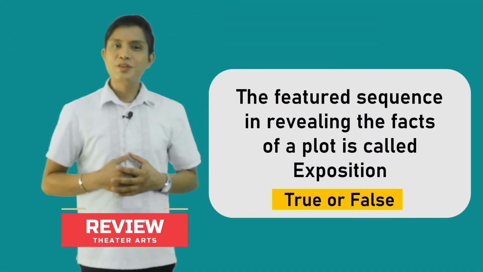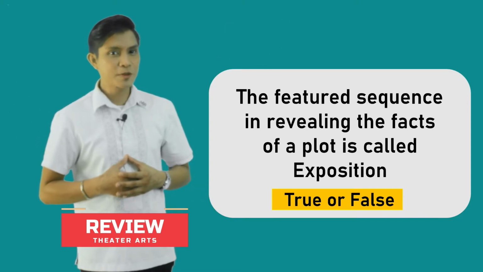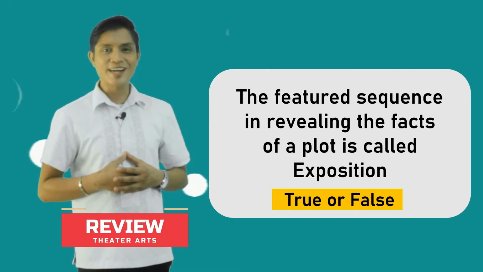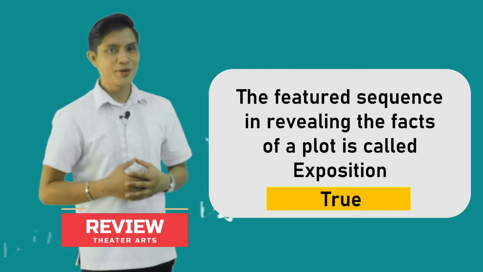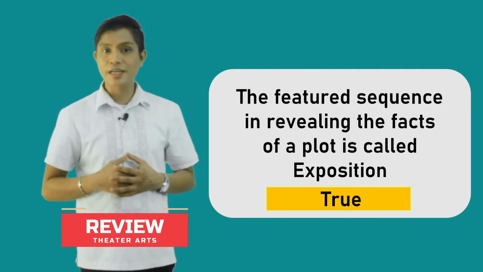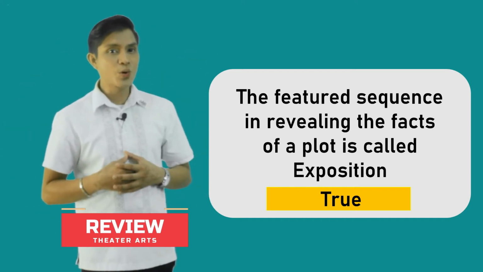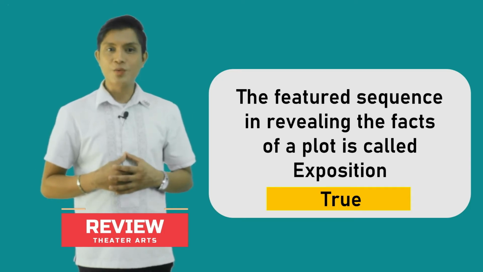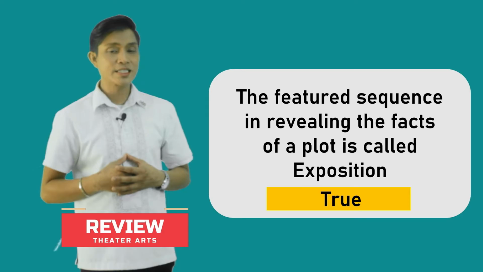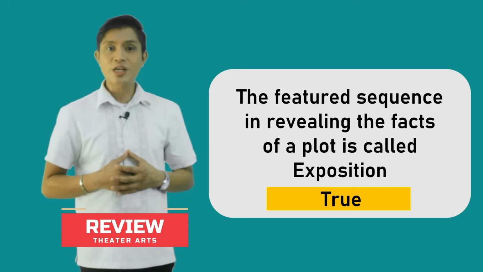Number 2. The featured sequence in revealing the facts of a plot is called exposition. The correct answer is true. This is called the exposition. It is the background information of the characters and setting explained at the beginning of the story. The exposition will often have information about events that happened before the story began. The exposition is often the very first part of a plot.